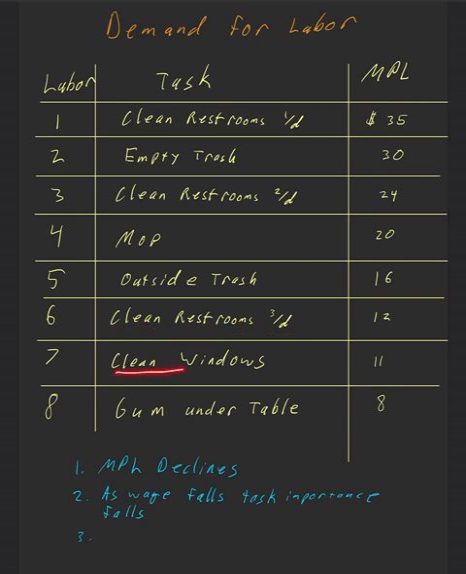Now we want to clean the windows, so we can think about this would be relatively unimportant compared to having clean restrooms. Suppose your budget was really, really tight and you could only hire one janitor, then they would be cleaning restrooms way before they would be cleaning windows, okay? And then maybe finally the last thing here is if we could hire 8 of them, we would only get like $8 of value out of that, but they would take the gum off the underside of tables, okay?